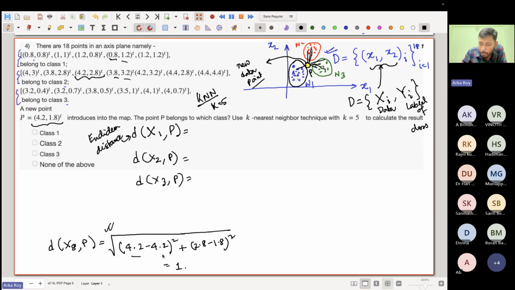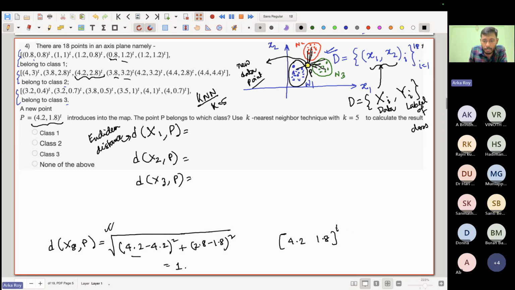But in the case of computers, on the algorithm development side, the computer will not be able to understand what is the first dimension and what is the second dimension. So what we do is something like this. Let's say 4.2, 1.8.